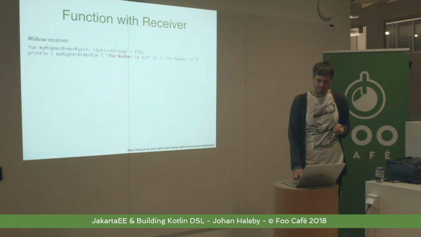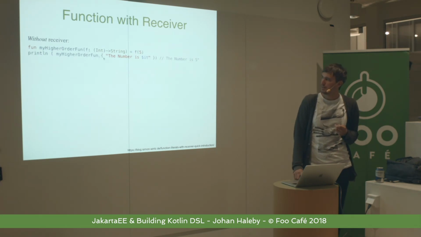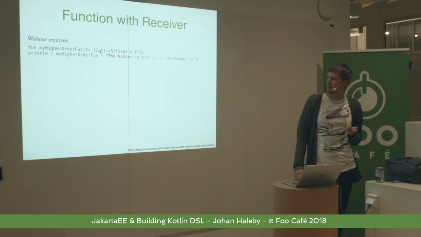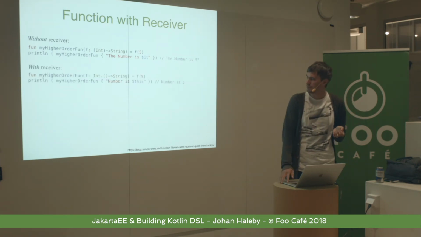Yeah, and so in order to understand that, we need to dig a little bit deeper. So here we have a normal function again that just takes a function as an argument. And in this case, it takes an int, and it returns a string. And the only thing it does is that it calls the function with 5 as a parameter. And if we print that and we pass the lambda expression, the number is, and now we use the implicit parameter here, it will print the number is 5. And this we know already.